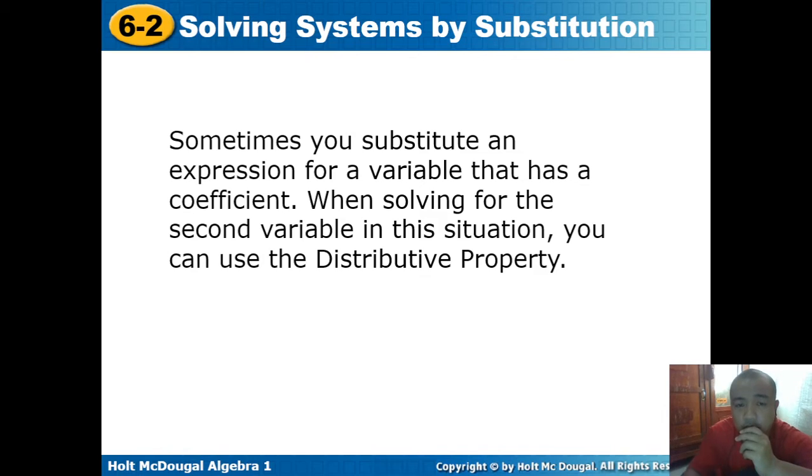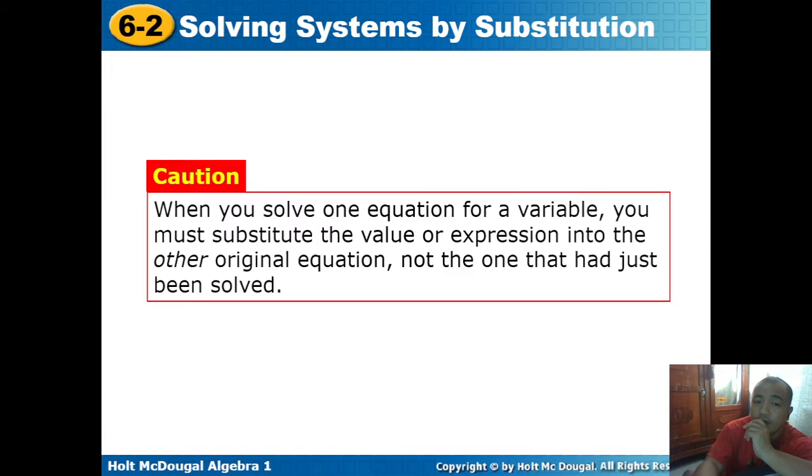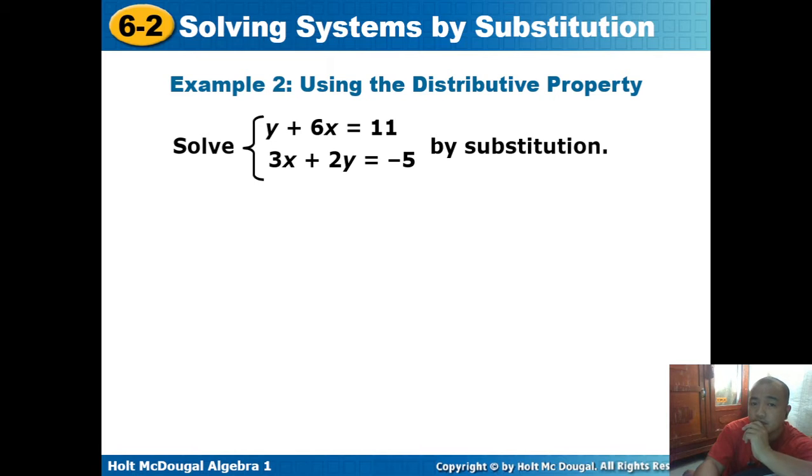Sometimes you substitute an expression for a variable that has a coefficient. When solving for the second variable in this situation, you can use the distributive property. Caution: when you solve one equation for a variable, you must substitute the value or expression into the other original equation, not the one that had just been solved. Okay, example 2, still on the substitution method using the distributive property.